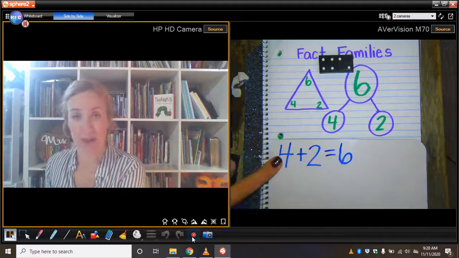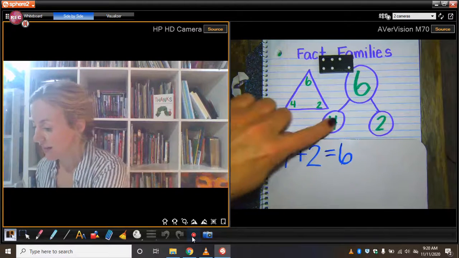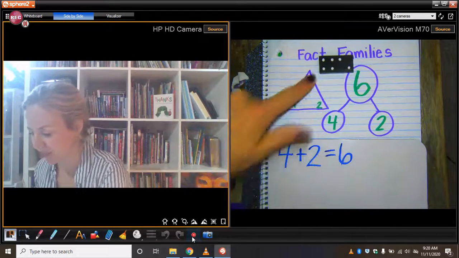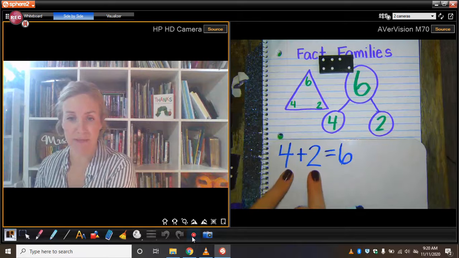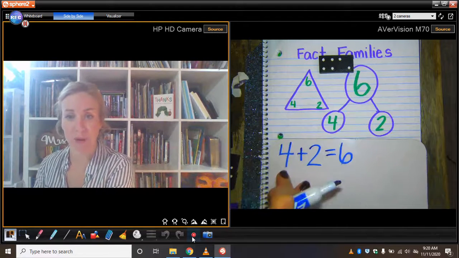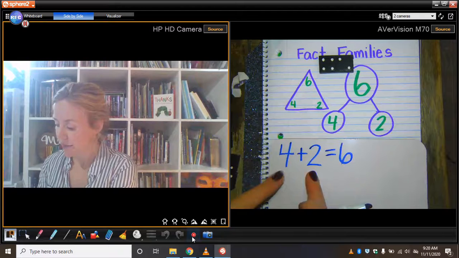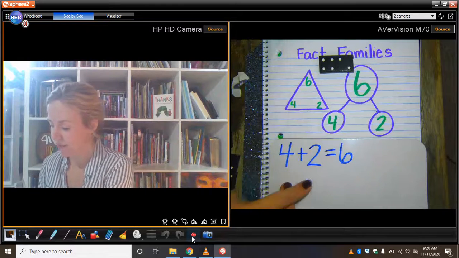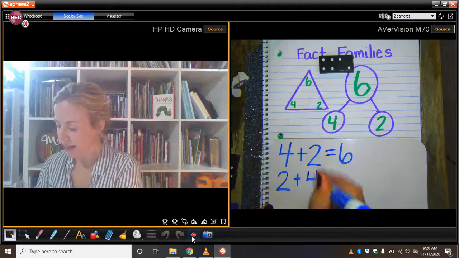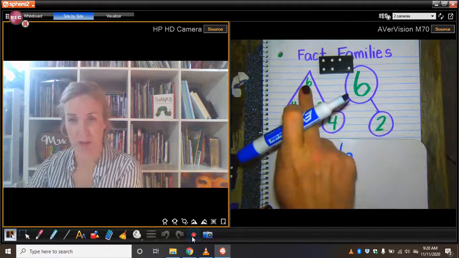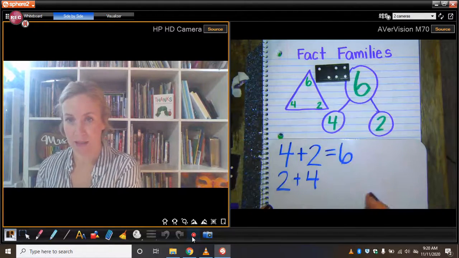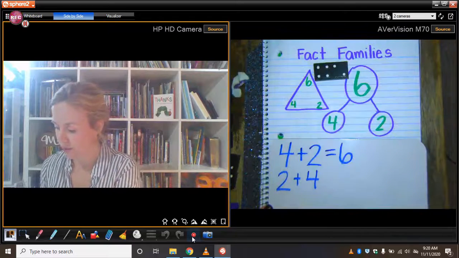But there's another way that I could write this. Instead of saying 4 plus 2, I can just go the other way around my fact family or my number bond. I call this flip-flop. It doesn't matter which way I put these numbers, they both are the parts. So instead of saying 4 plus 2, I go flip-flop and I make it 2 plus 4. Now I still have the same whole number. See how my domino can be flipped either way? Either 2 plus 4 or 4 plus 2.